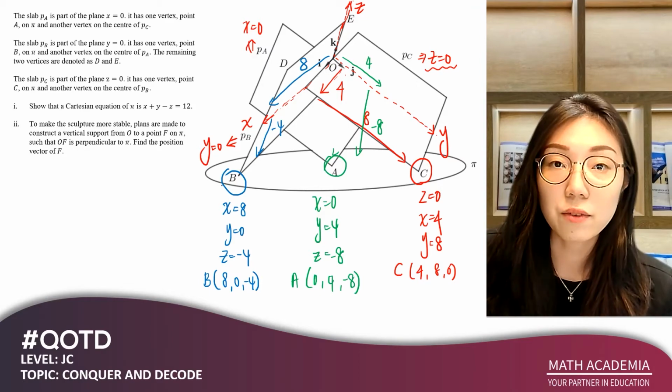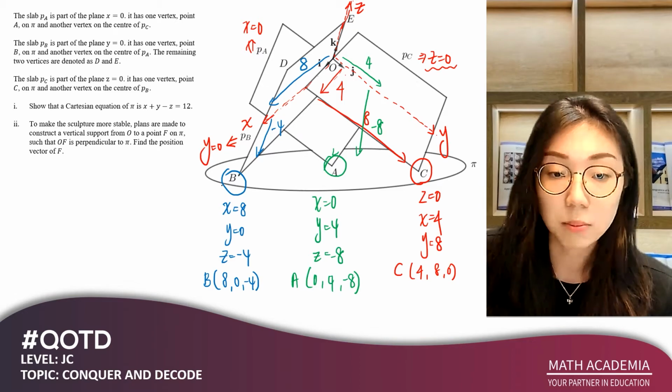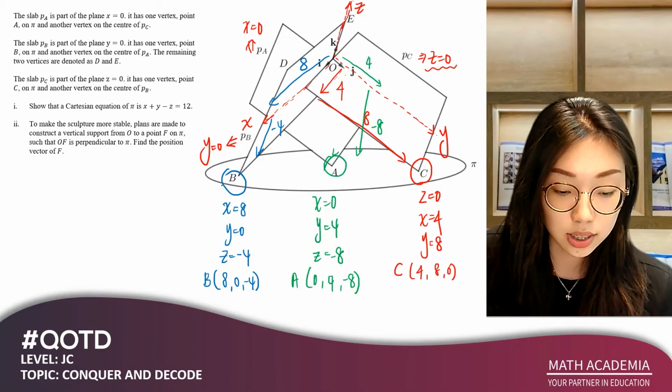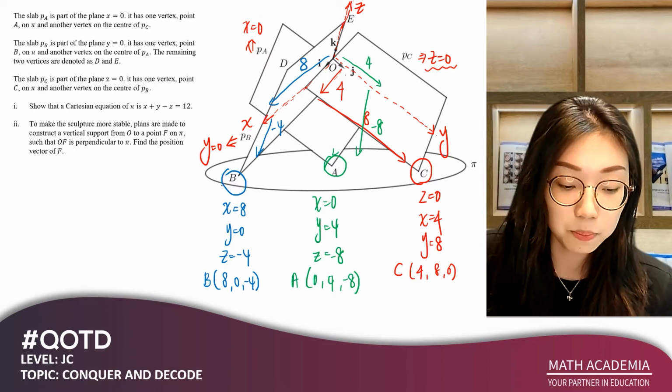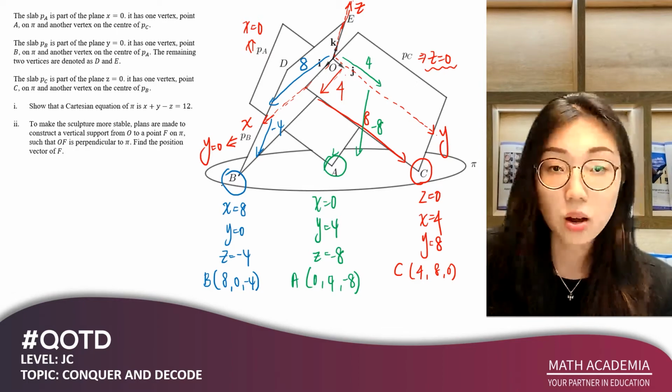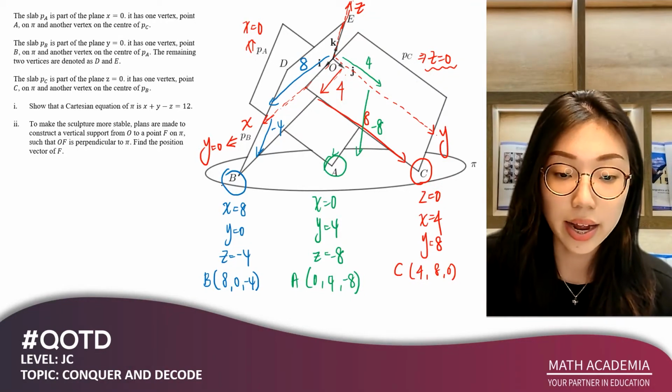Okay, now we have the position vectors of A, B, and C. Plane pi contains the points A, B, and C. So we need to find AC and AB, and then use the cross product rule to find the normal of plane pi.